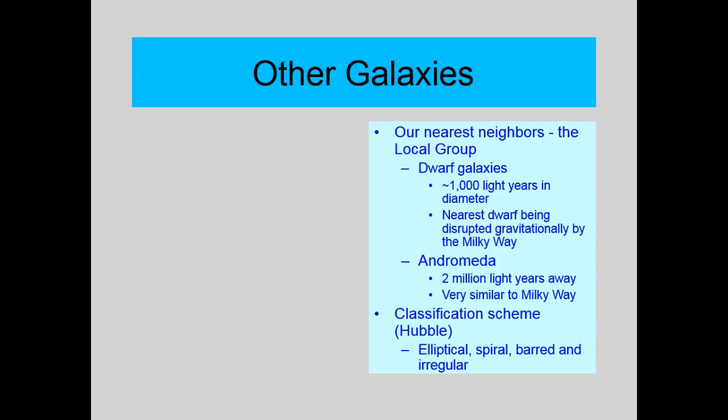Now, the Andromeda is very similar to the Milky Way. And we have seen pictures with the Hubble Space Telescope of Andromeda. So that's how we know, or we think we know, how we look, because we look like that. And good old Edwin Hubble, there he is again, came up with a classification scheme of these various galaxies.